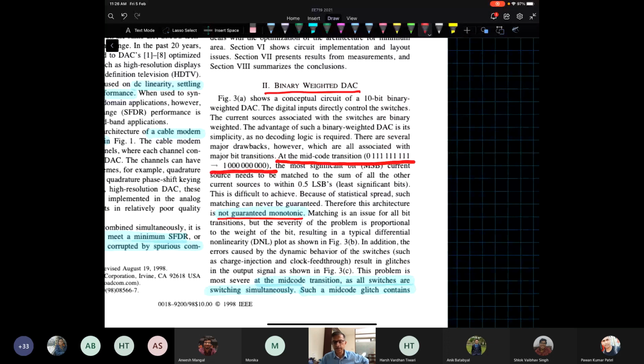And if your matching is not good, then you can get non-monotonic behavior. Non-monotonic meaning that when you go from 01111 to 1000, you will think that you'll get a positive step, but then sometimes you can get a negative step because of the mismatches. And that is non-monotonic. That's generally not a good idea, because that will really mess up your design. So again, reiterating, at mid-code all the switches are switching simultaneously, and that would give you the glitch.